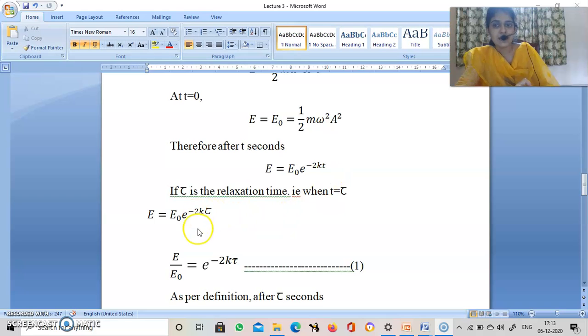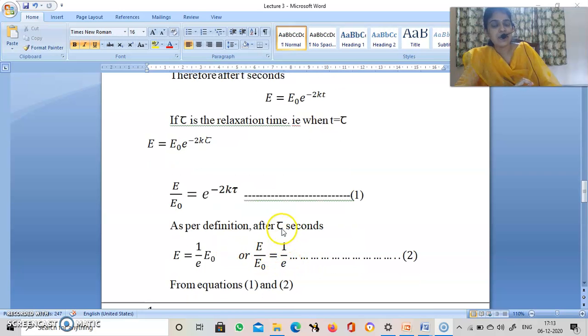Now we have at t is equal to tau, where tau is the relaxation time. The relaxation time of an oscillator is the time required to reduce the total mechanical energy to 1 by e of its initial value. So here we have E is equal to E0 e raised to minus 2k tau, where we are just replacing t with tau. From that equation, E by E0 is equal to e raised to minus 2k tau.